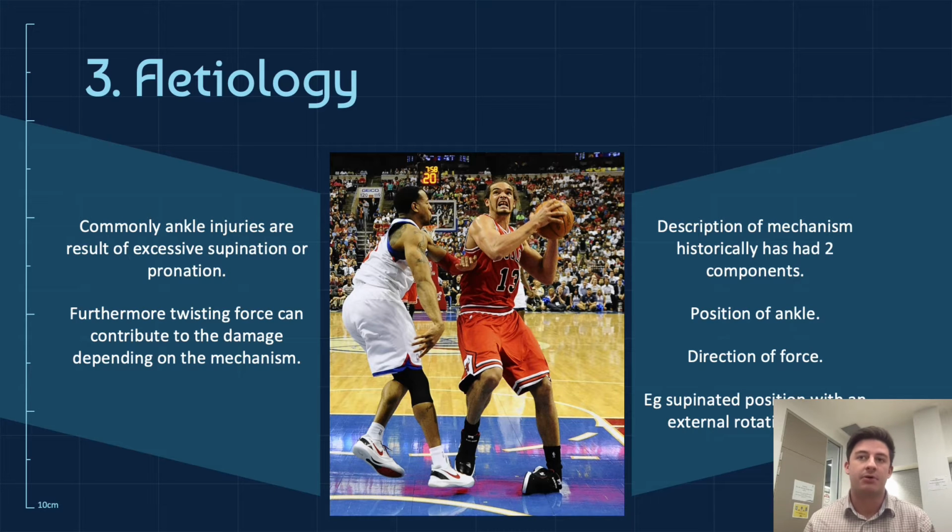Historically, the mechanism of an ankle fracture has been described in two parts. Firstly, the position of the ankle, and then the direction of the force. An example being a supinated position with an external rotation force applied.